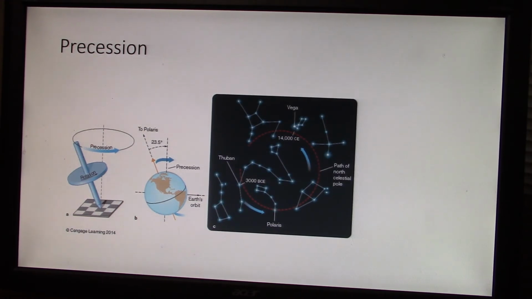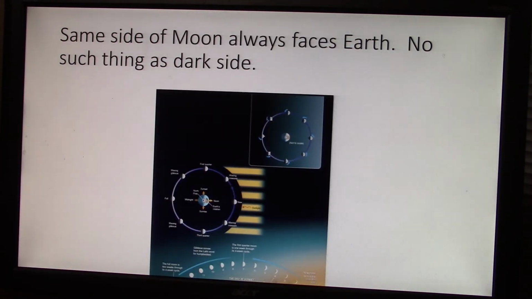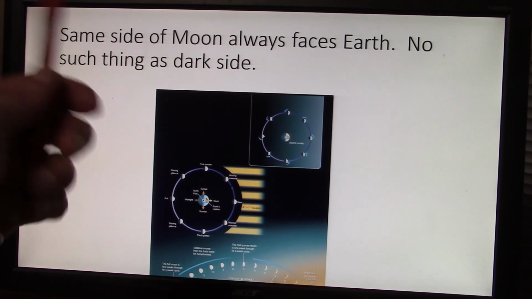All right, let's continue. So the Earth wobbles. It's called precession. Know that, right? Okay, now we're going to talk about the moon a little bit. Let's talk about the moon. So look at this up here.